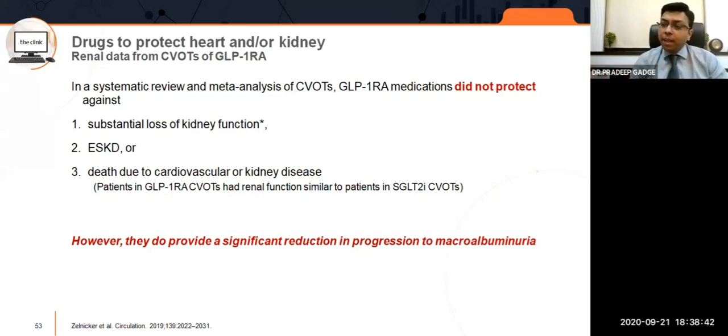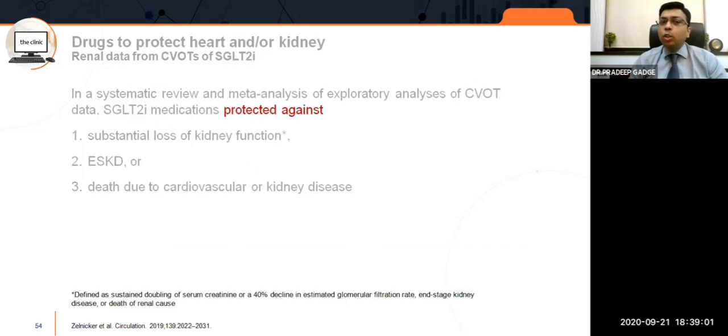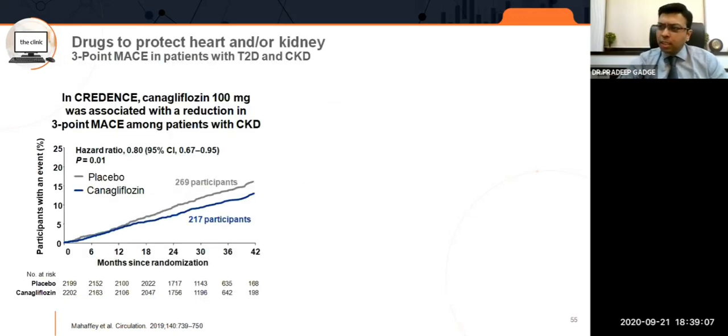So they prevented progression from micro to macroalbuminuria, but they did not actually translate into these three things: substantial loss of kidney function, end-stage kidney disease, and death due to cardiovascular or kidney disease. So there is an advantage with SGLT2 inhibitors. See here, SGLT2 inhibitors protected against this, whereas the earlier discussed drug, GLP-1 receptor agonist, did not.